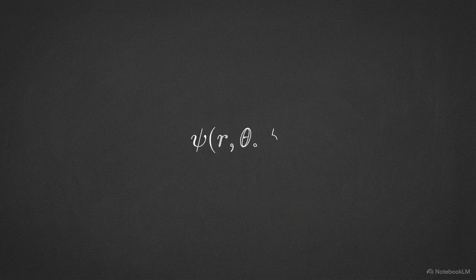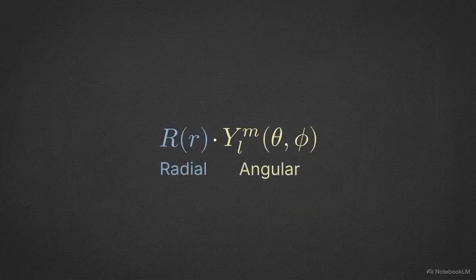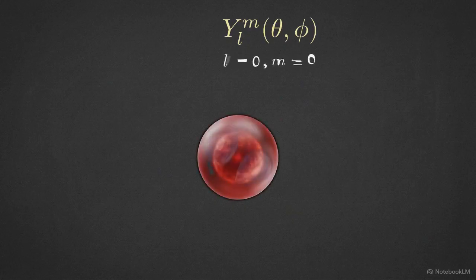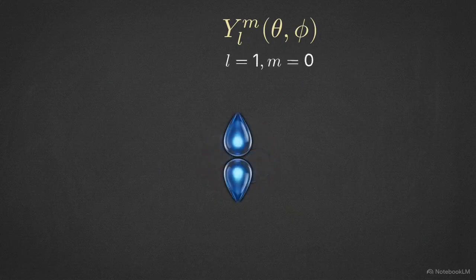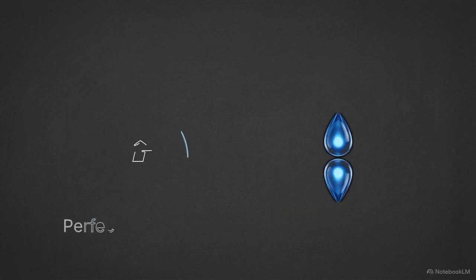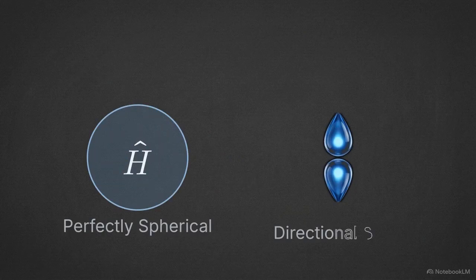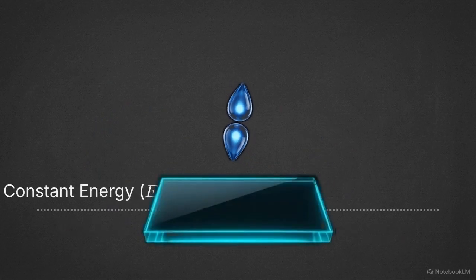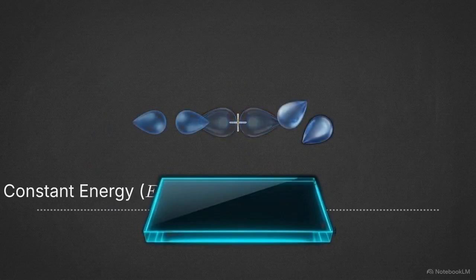To find these states, we use separation of variables, splitting the wave function into a radial piece and an angular piece. Spherical harmonics are angular eigenstates. Varying m creates different spatial shapes. This is contradictory. The Hamiltonian is perfectly spherical, yet produces directional states like this vertical pz orbital. Rotated 90 degrees, it morphs into orthogonal x and y orbitals, losing its original z orientation.